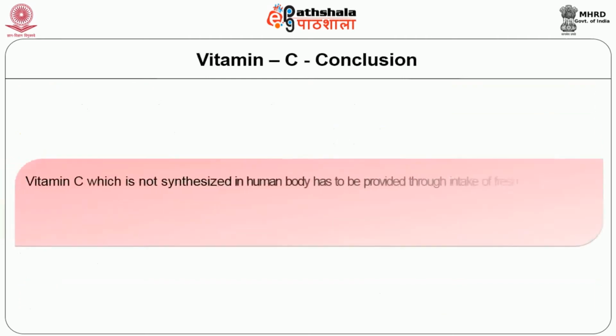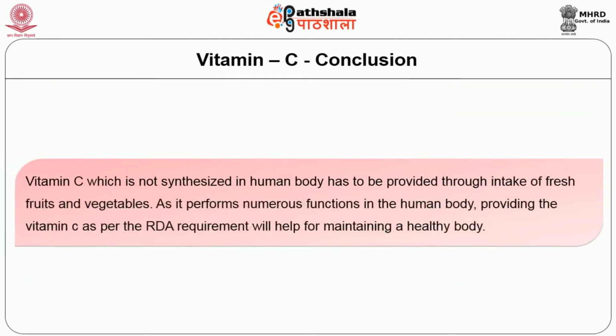Hence, to conclude, we should understand that vitamin C, which is not synthesized in the human body, has to be provided through intake of fresh fruits and vegetables, as it performs numerous functions in the human body. Providing vitamin C as per the RDA requirement will help in maintaining a healthy body.